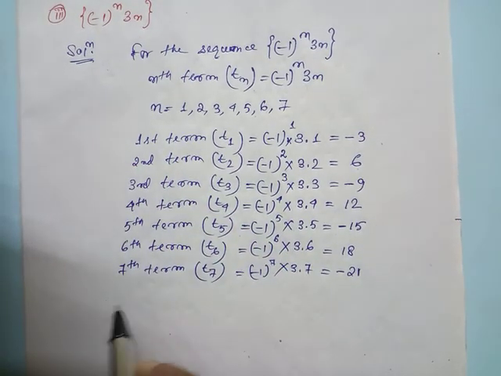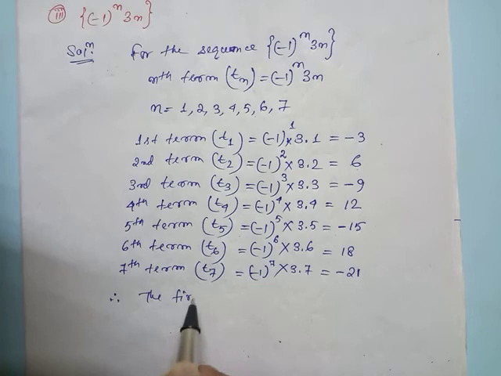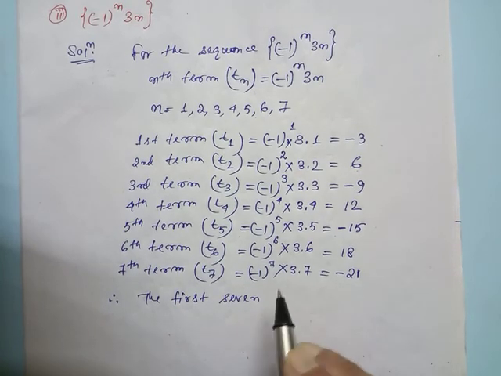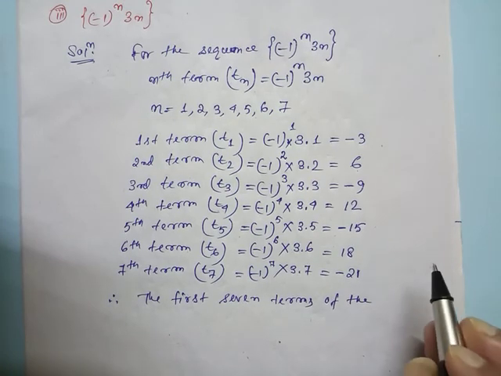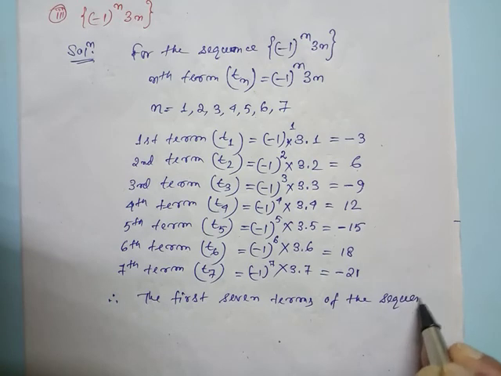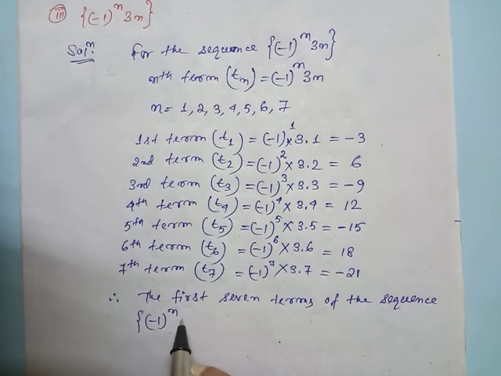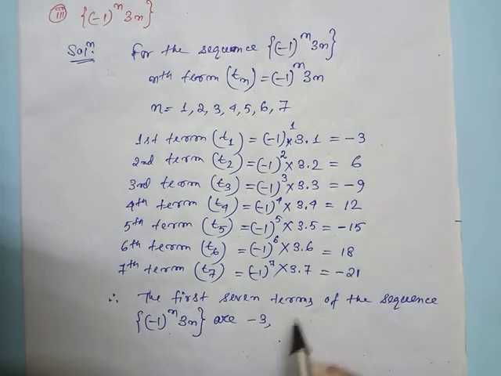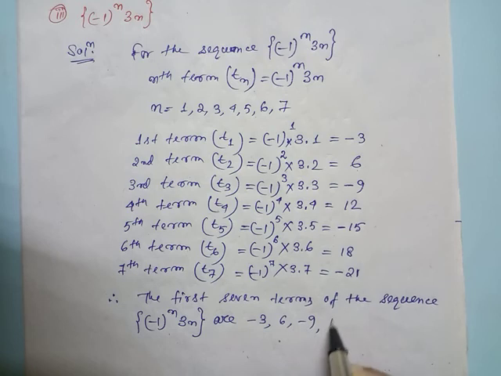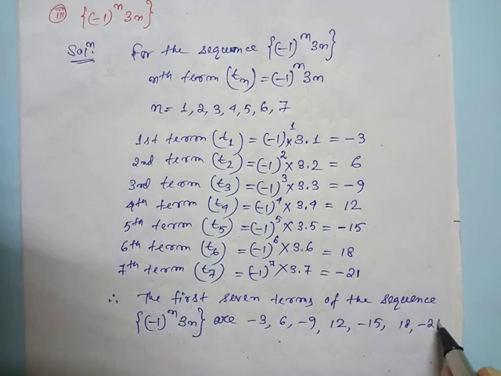Student, after that I will write a note here. Therefore the first 7 terms of the sequence minus 1 to the power n, 3n are, first one is minus 3, then 6, minus 9, 12, minus 15, 18, minus 21. This is the answer of Roman 3.